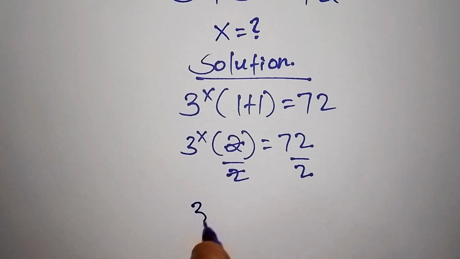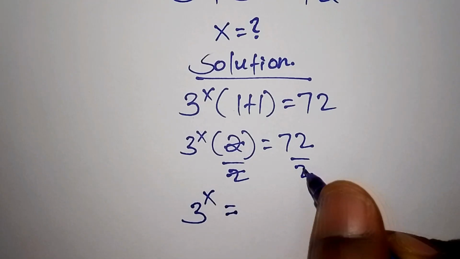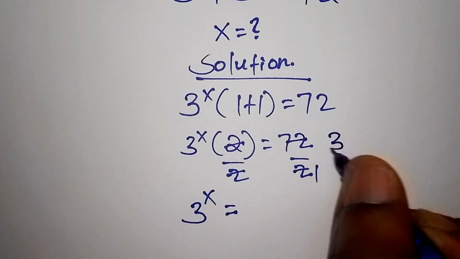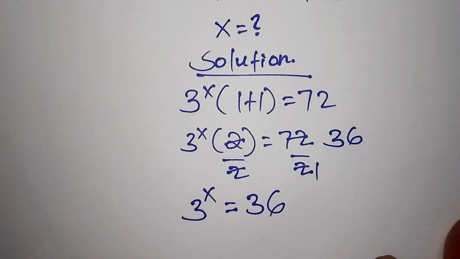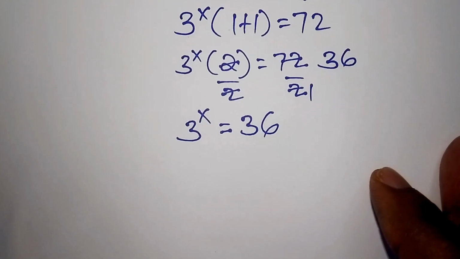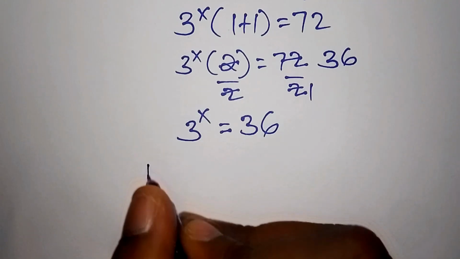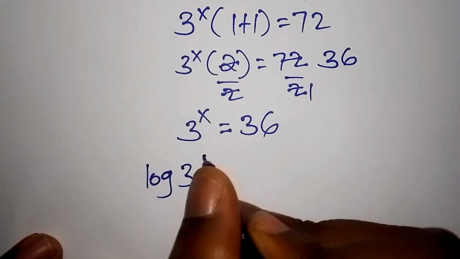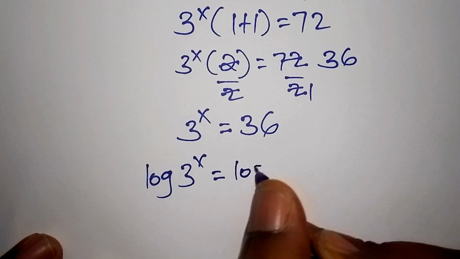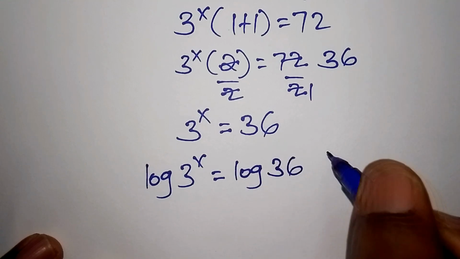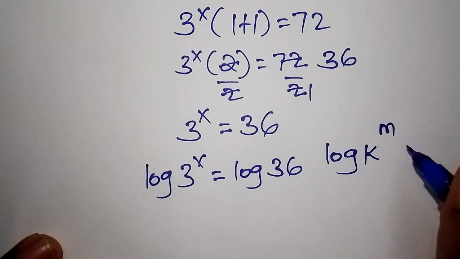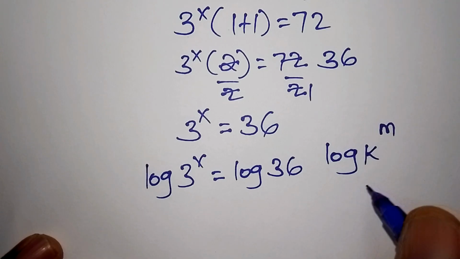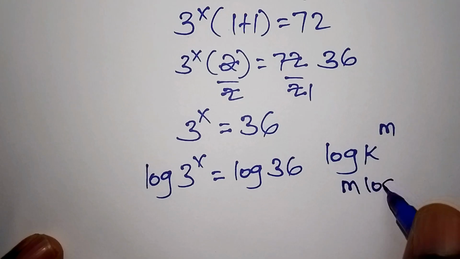So now we shall remain with 3 to the power of x is equals to 72 divided by 2, which is 36. So we shall now have 3 to the power of x is equals to 36. In order to work it out very fast, let's now introduce the log on both sides. So here we shall have the log of 3 to the power of x is equals to the log of 36. Assuming that we have, for example, the log of k to the power of m, according to the law of exponents, we shall now have it as m, the log of k.